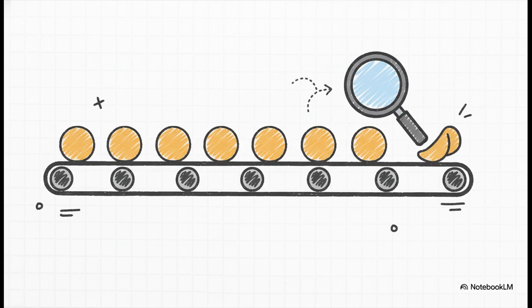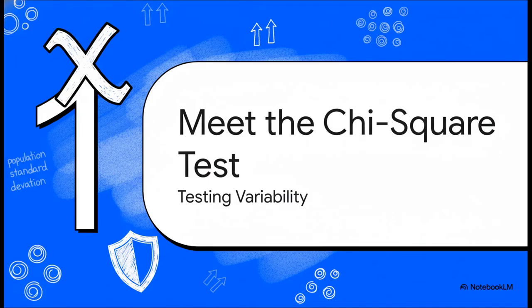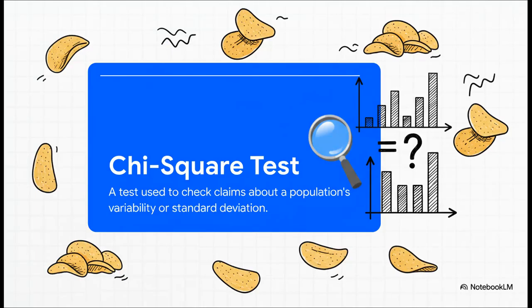In the stats world, we call this the variance, or the standard deviation. And to make sure that variation doesn't get out of hand, you need a very specific tool to check on it. And that tool, my friends, is the chi-square test. I know, it sounds kind of intense, but it's really our hero for today. It's designed for one specific job, answering questions about consistency. So, what does that actually mean?